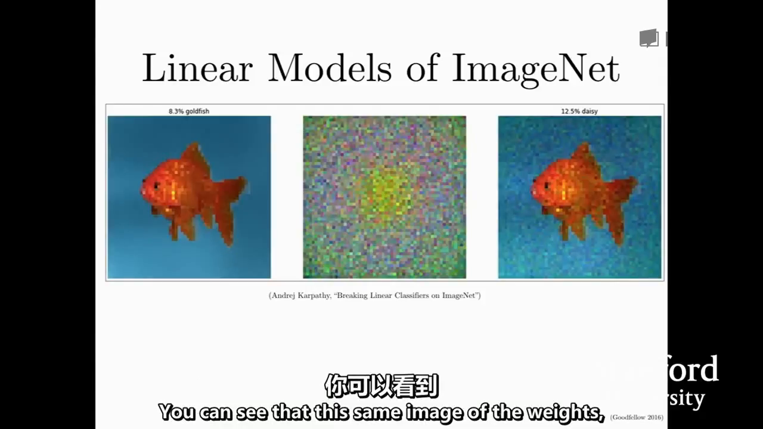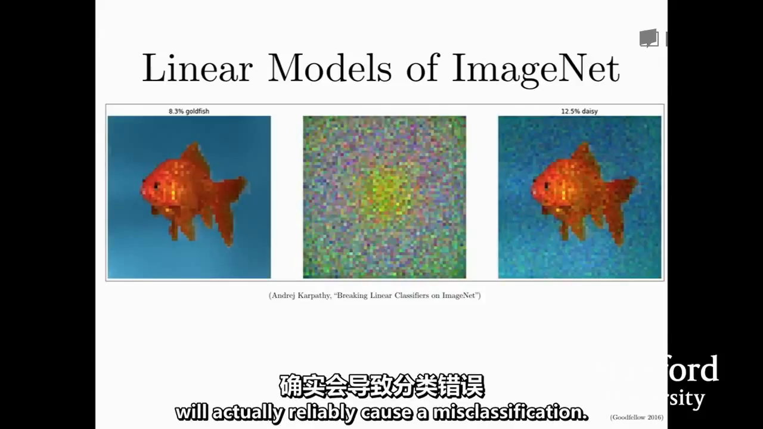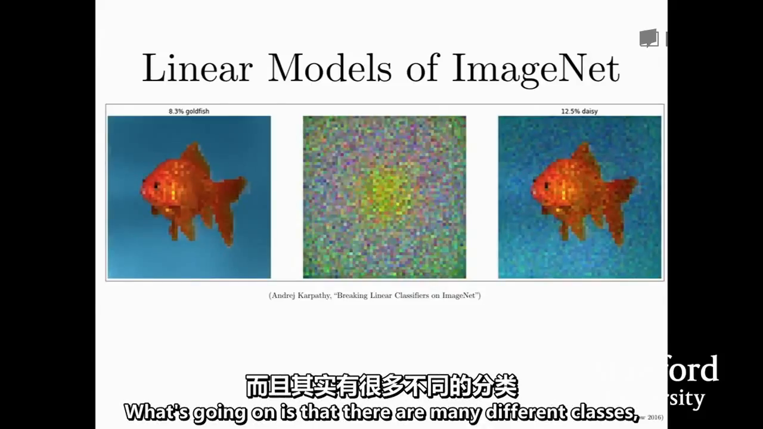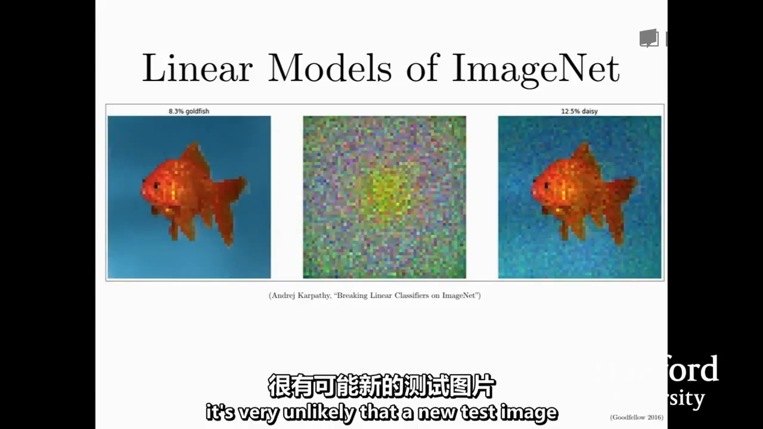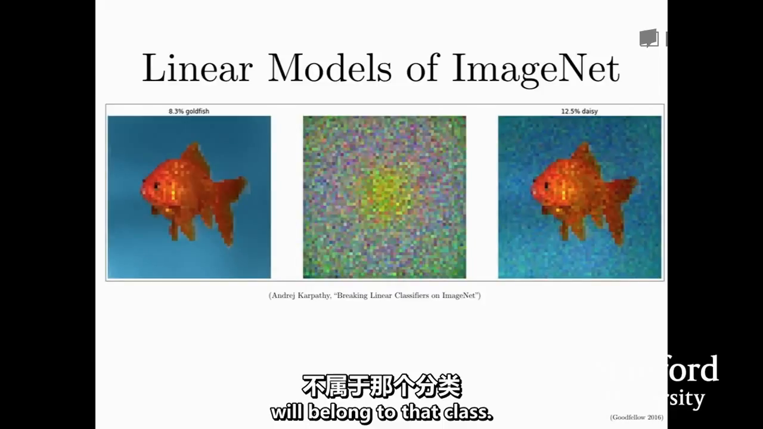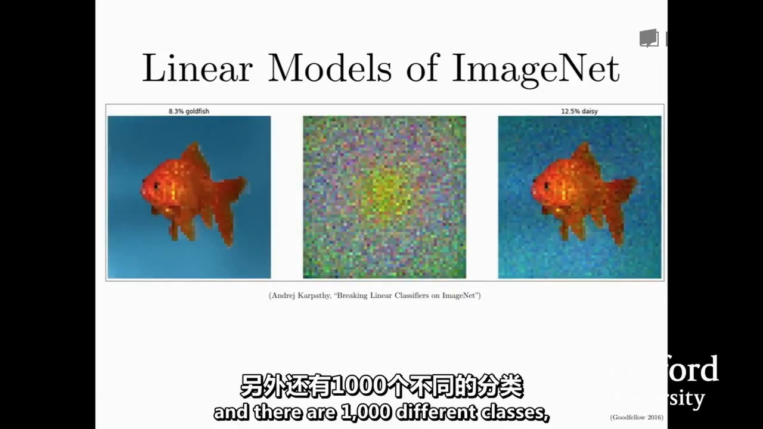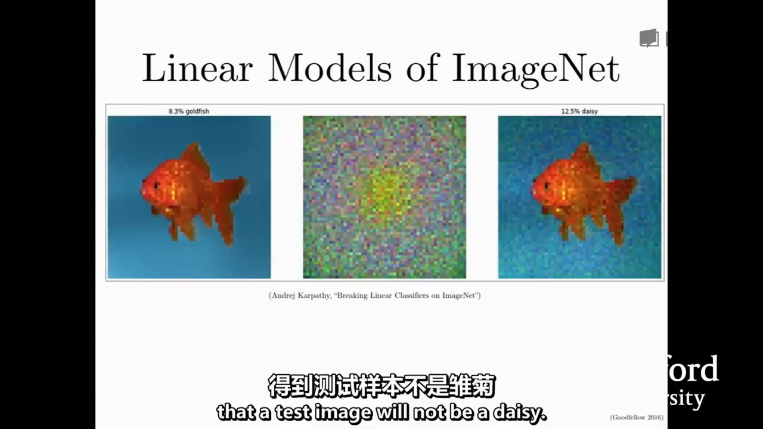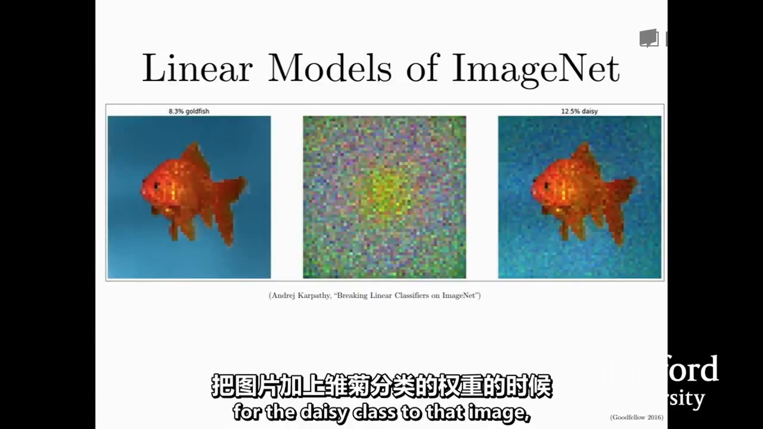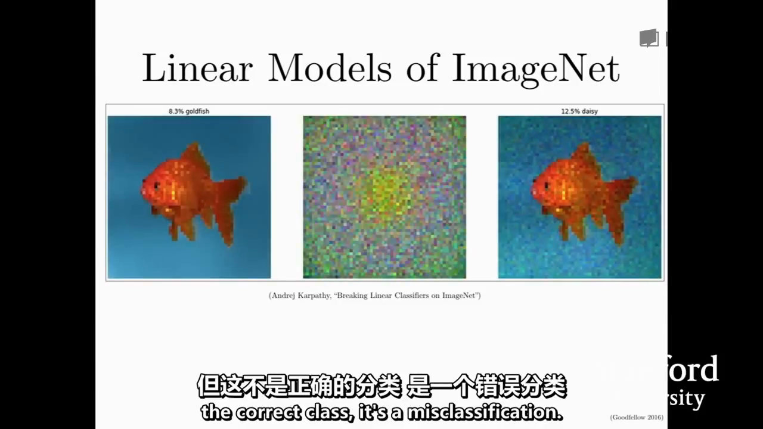You can see that this same image of the weights, when applied to any different input image, will actually reliably cause a misclassification. What's going on is that there are many different classes, and it means that if you choose the weights for any particular class, it's very unlikely that a new test image will belong to that class. So on ImageNet, if we're using the weights for the daisy class, and there are 1,000 different classes, then we have about a 99.9% chance that a test image will not be a daisy. If we then go ahead and add the weights for the daisy class to that image, then we get a daisy, and because that's not the correct class, it's a misclassification.